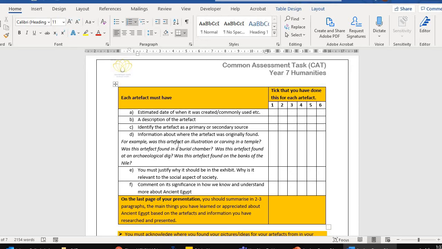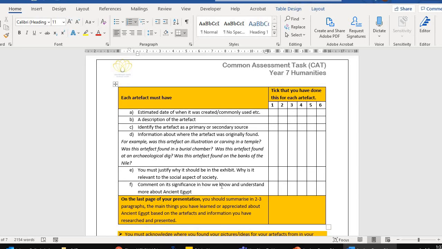For example, was this artifact an illustration or a carving in a temple? Was this artifact found in a burial chamber? Was this artifact found at an archaeological dig? Was this artifact found on the banks of the Nile? You must justify why it would be in the exhibit. Why is it relevant to the aspect of society? So why did you include it? Why do you think it's important for people to know this?